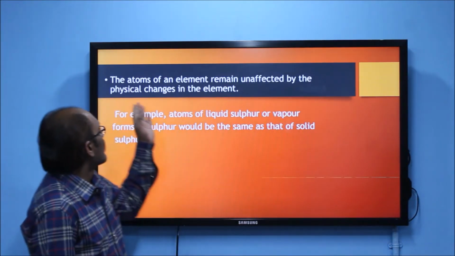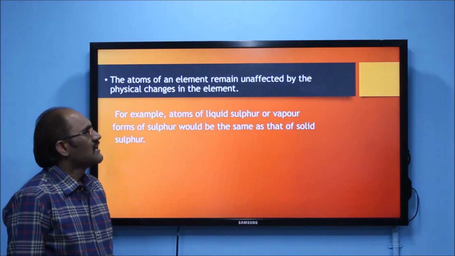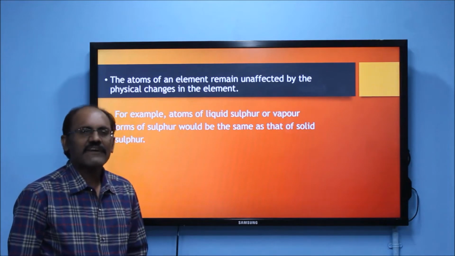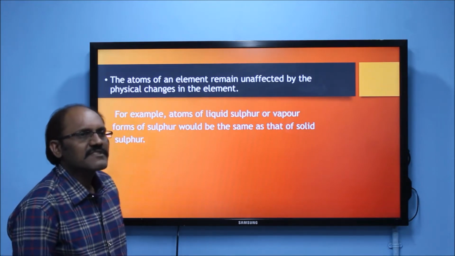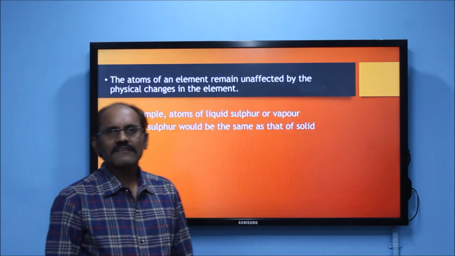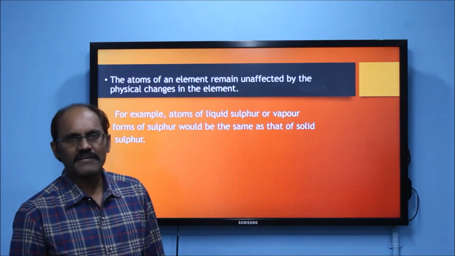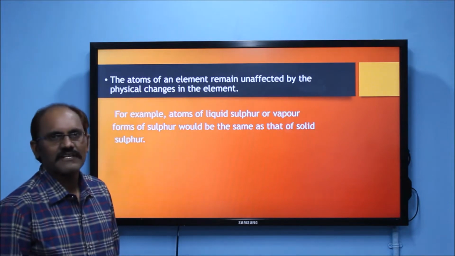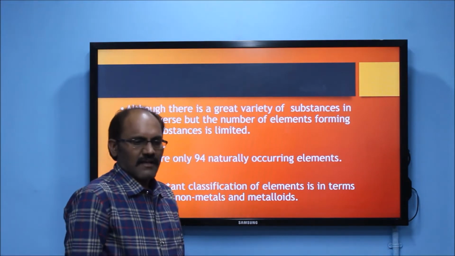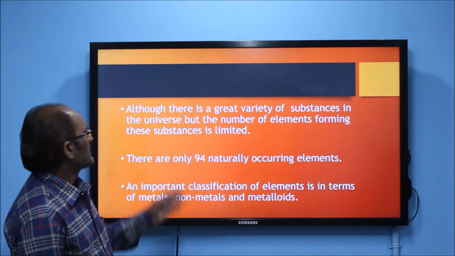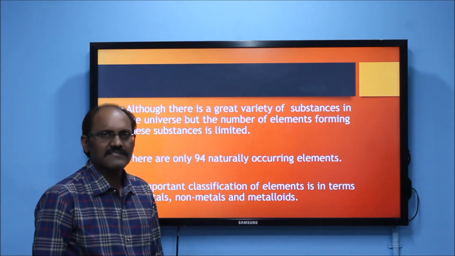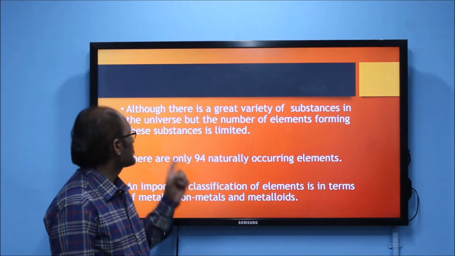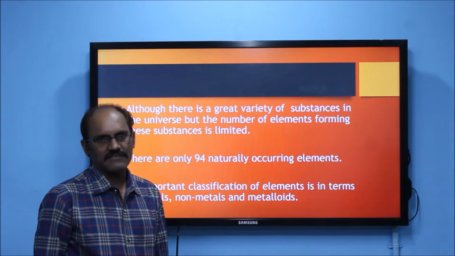Now, the atoms of an element remain unaffected by the physical changes in the element. For example, the atoms of liquid sulfur or vaporized sulfur would be the same as those of solid sulfur. As I said, there is a great variety of substances in the universe, but the number of elements forming these substances is limited.